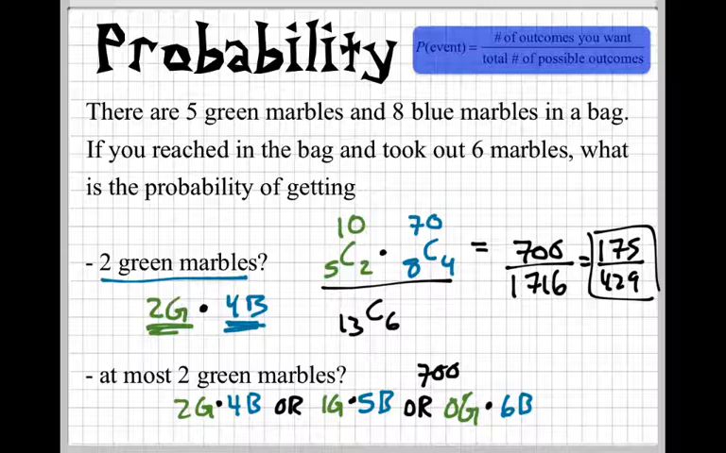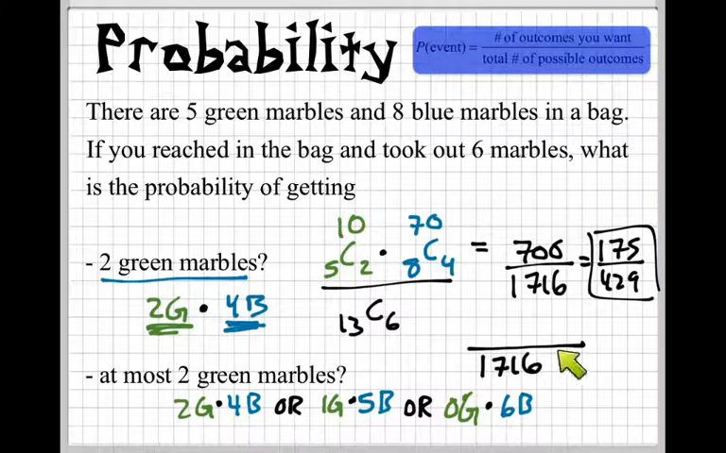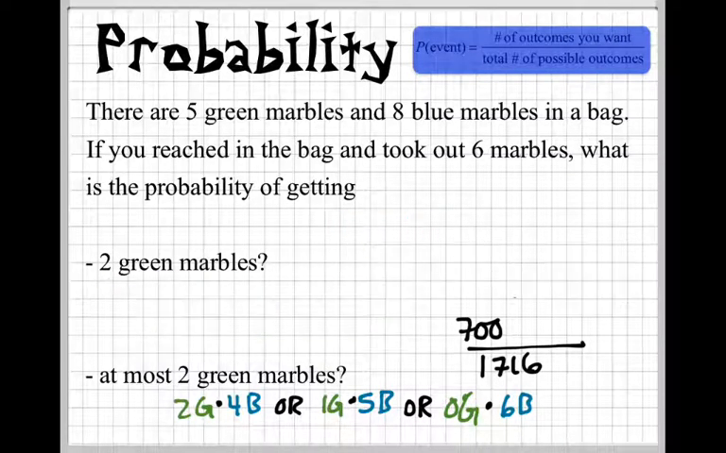Okay, so let's erase this. Let's get it out of the way. The bottom's still going to be the same number of outcomes, so it's going to be 1,716. On the top, we're going to have to put the number of outcomes of getting 2 greens and 4 blues, which we figured out up here, and so that's 700. And then we're going to have to figure out the number of outcomes to get 1 green and 5 blues, or 0 green and 6 blues.